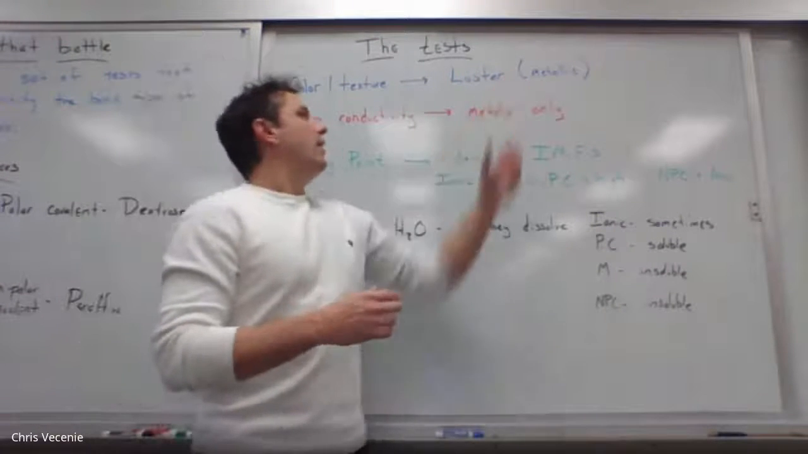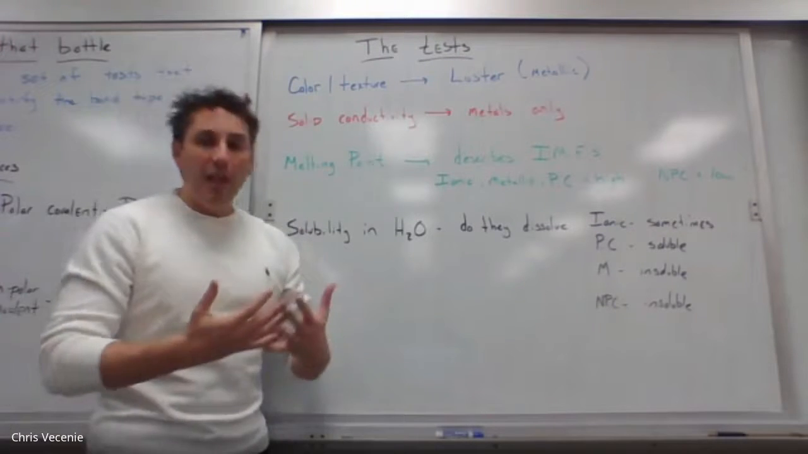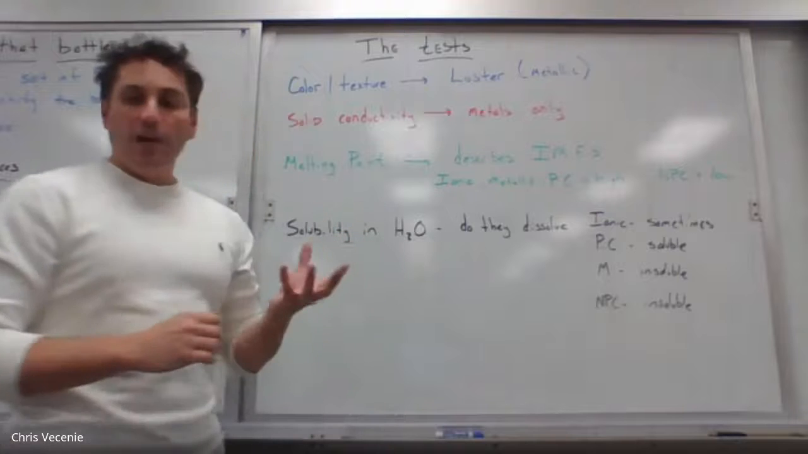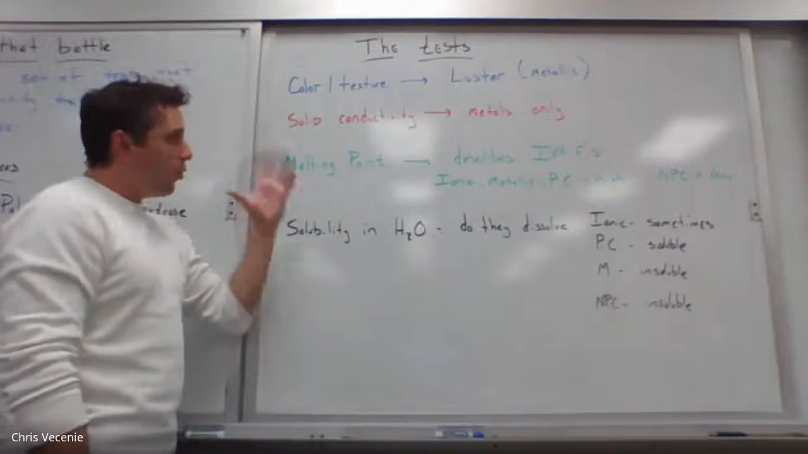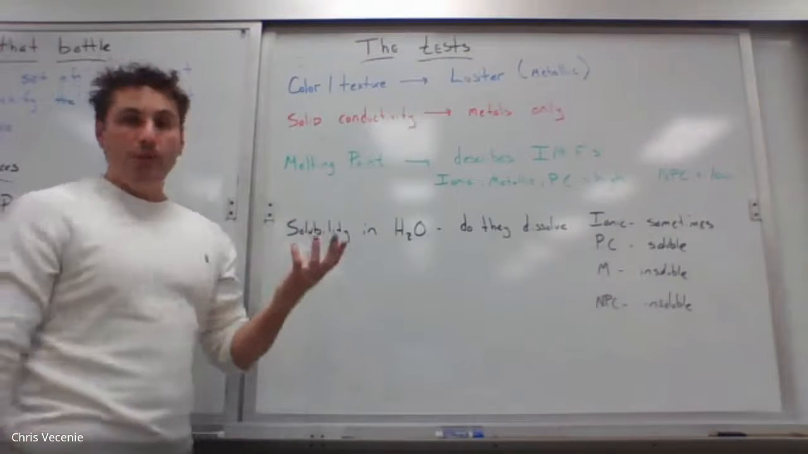But your metallic substances are going to be shiny. They're going to have luster. That's a unique characteristic to metallics. So it's kind of a quick litmus test of, hey, is that thing a metal or not? And you just do that by observing.